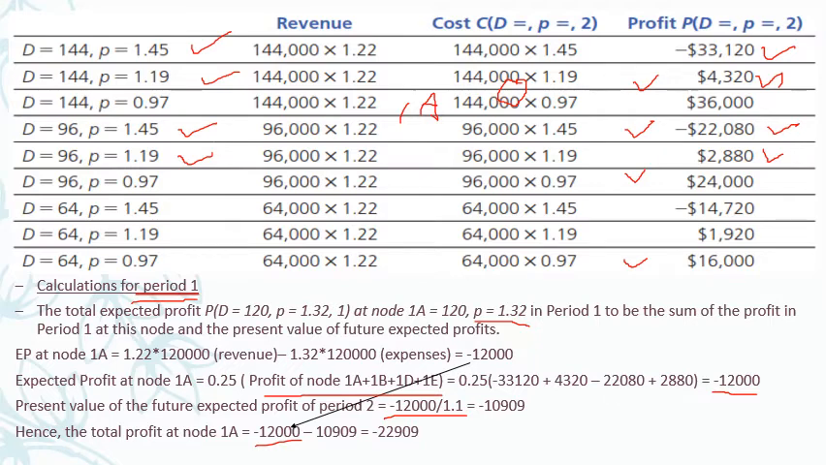What is the expected profit from these four nodes? And how much is that? That has been discounted and brought to 10,909 with a negative sign. Add them together and finally we will get minus 22,909. What does that mean? Again it's a loss at even node 1A.